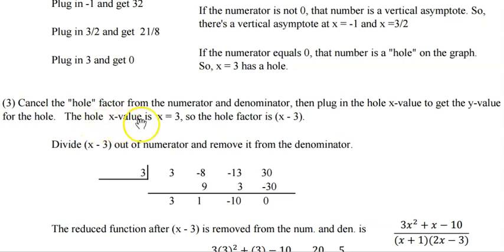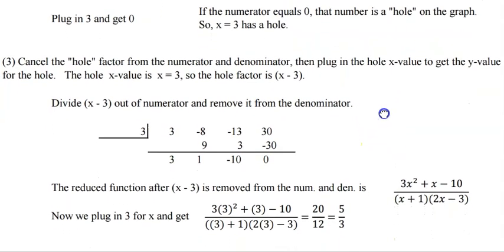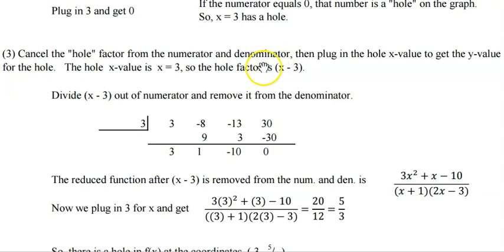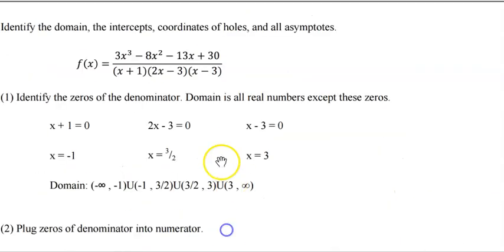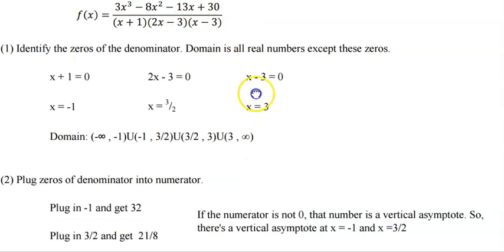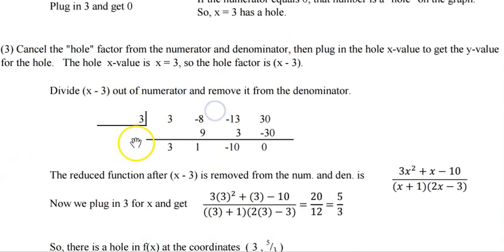So the hole's x value is x equals 3, and so the hole factor is x minus 3. Remember that if we plug a number into a factor, it should equal 0. So if we plug this 3 into x minus 3, we get 3 minus 3, and that's 0. Then what we want to do is divide x minus 3 out of the numerator. The numerator is 3x cubed minus x squared minus 13x plus 30. And to divide x minus 3 out of this, we're going to use synthetic division. So we're going to put a 3 in the half box.